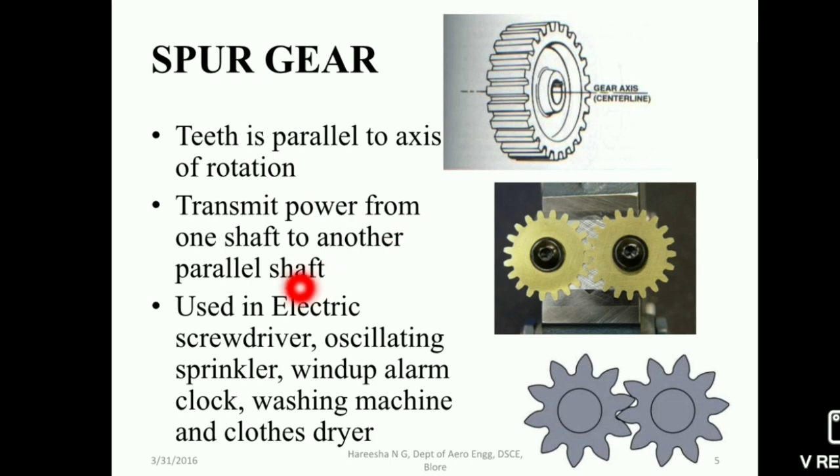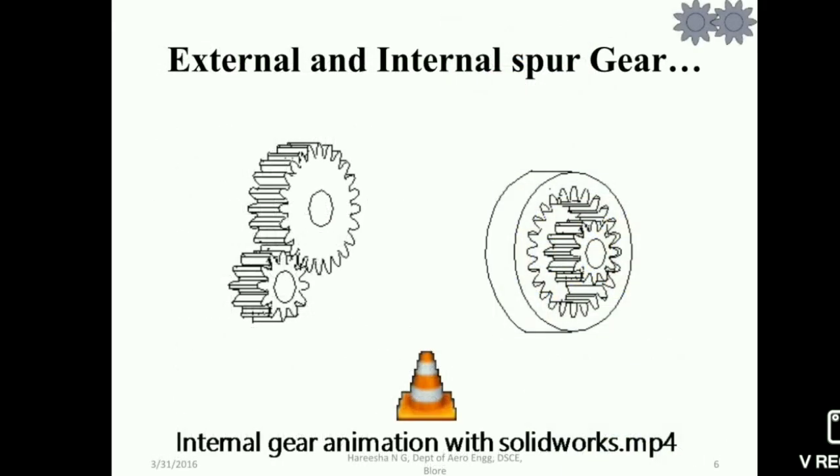Here the main intention is to transmit power from one shaft to another shaft only, and it is used in a lot of applications. You can see the alarm clock, washing machine, clothes dryer, lathe, like a lot of applications you can have. Then you have the internal and external spur gears. When both gears are rotating externally, as in this case, when one shaft is rotating in one direction, the other gear will be rotating in the opposite direction. For example, if this is rotating clockwise, this gear will be rotating anti-clockwise or counterclockwise.